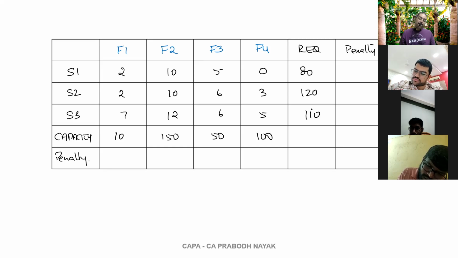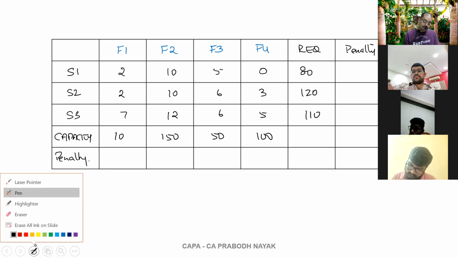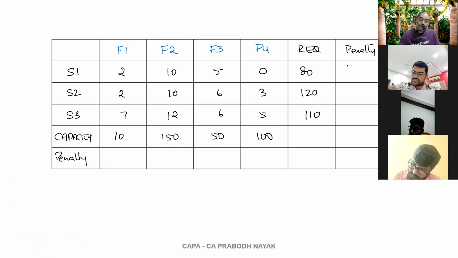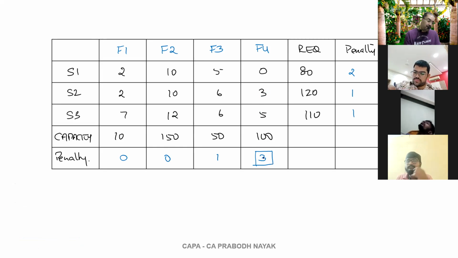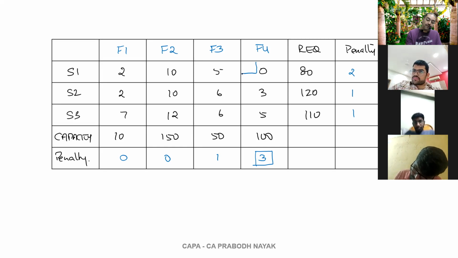Again, we do the penalty. Zero minus 2 is 2. 2 and 3, 1. 5 and 6, 1. 2 and 2, 0. 10 and 10, 0. 5 and 6, 1. 0 and 3 is 3. Maximum penalty is 3. In that minimum cost is 0. Allocation will be done here.